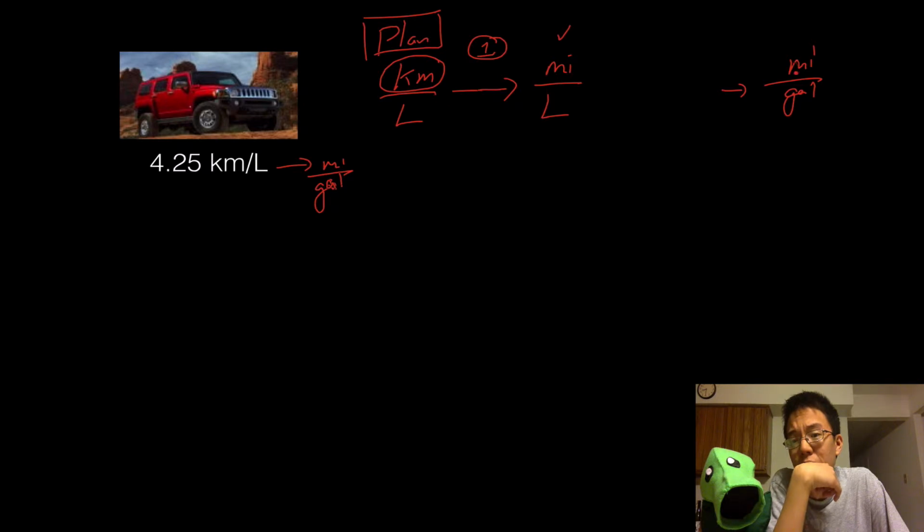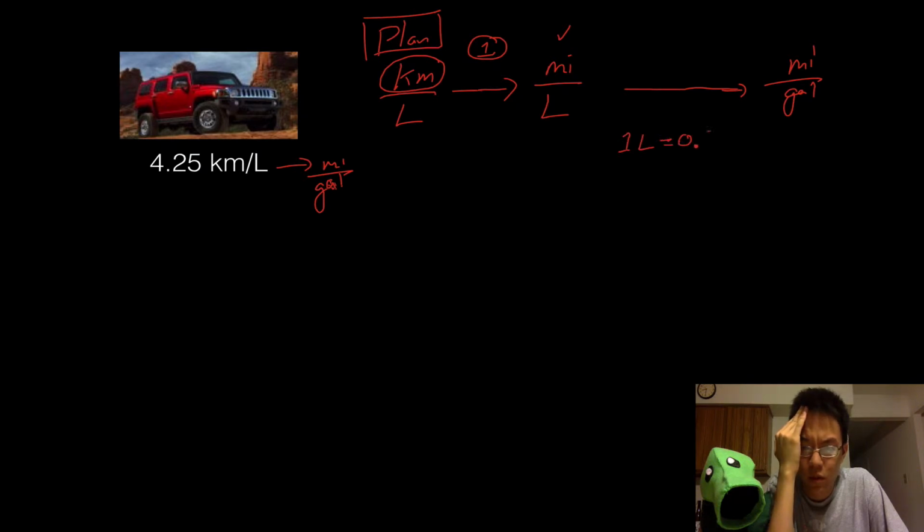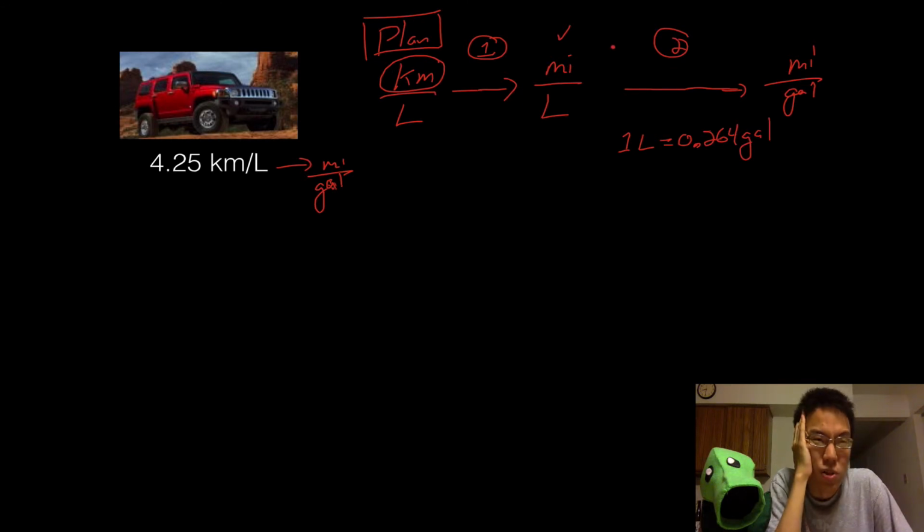Once I get to miles per liter, I'm close. I have the miles part, but I don't have the gallons part. So how do I get from liters to gallons? Do I know the conversion between liters and gallons? It turns out I do. On my important document, I see that 1 liter equals 0.264 gallons. That's conversion 2. And for the first one, on your green sheet it says in 1 kilometer there are 0.621 miles. Those are my 2 conversions.